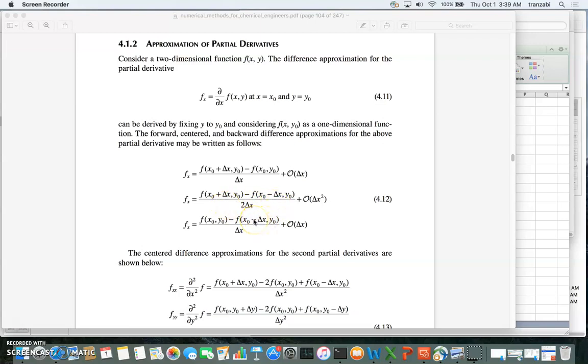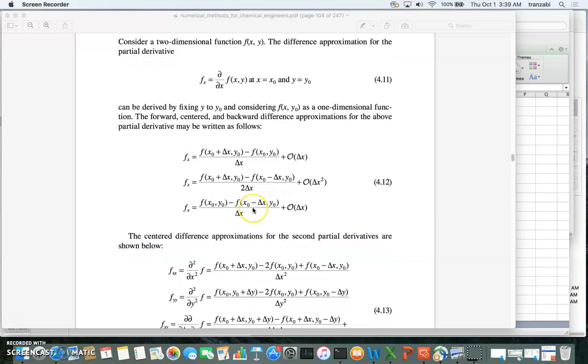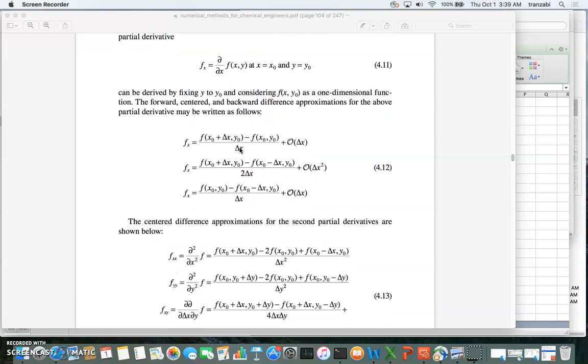We can also have backward difference. To calculate the derivative at point x, we subtract the function value at x minus delta x from x. In all these cases, y naught is always fixed. We never change y naught. We always change delta x and x, and as a result, these will be the derivative or partial derivative with respect to x. We can do the same thing to calculate the partial derivative with respect to y.